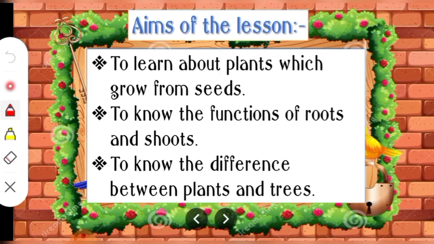Before starting with the lesson, let us see the aims of the lesson. To know and learn about plants which grow from seeds, to know the functions of roots and shoots, to know the difference between plants and trees.